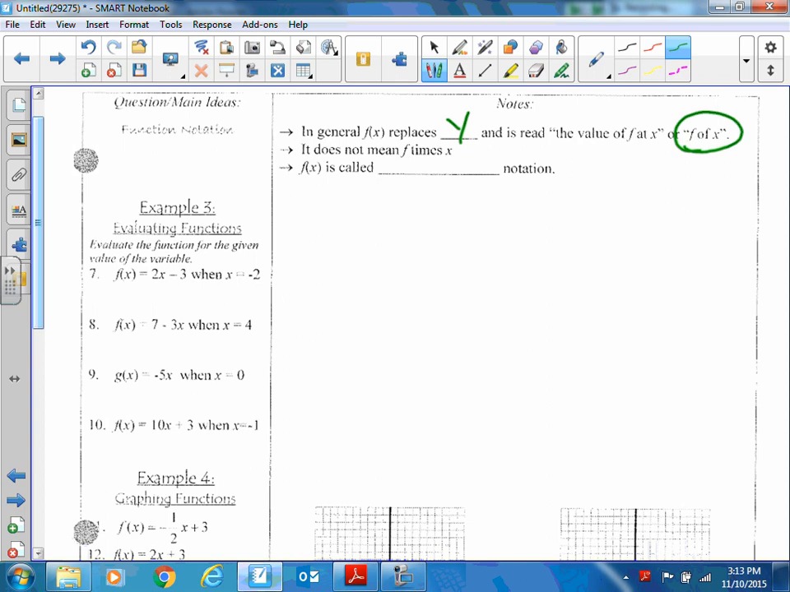It's just saying a function in x. So f of x is called function notation. It's a function in terms of x. So you're going to start to see, when we were looking at equations before, we would see y equals. Well, just like it says right here, this f of x is going to replace y. So let's look at example 3.